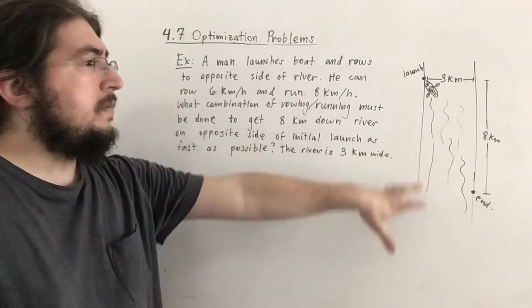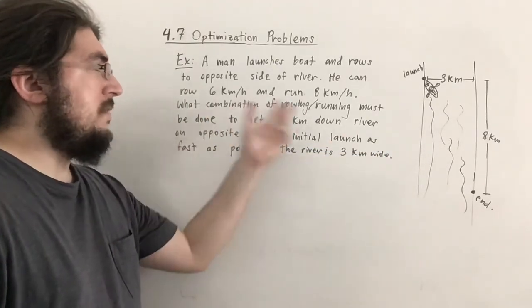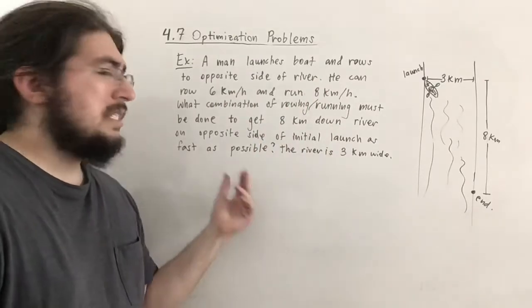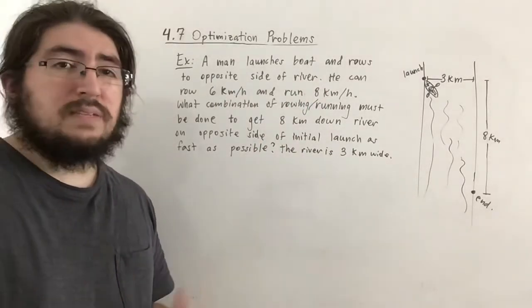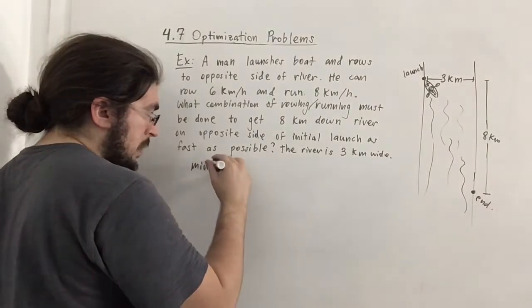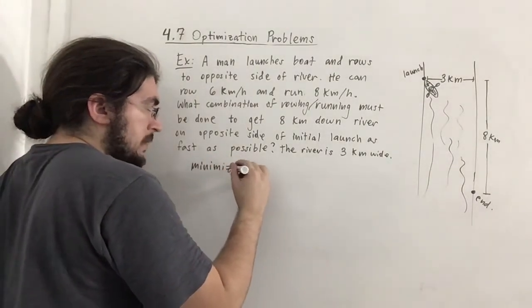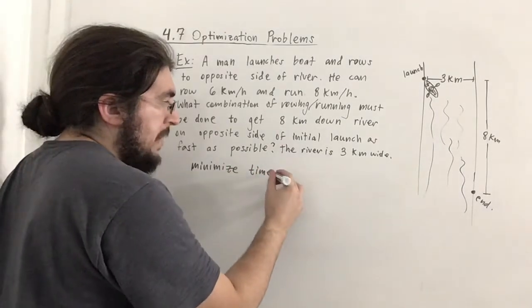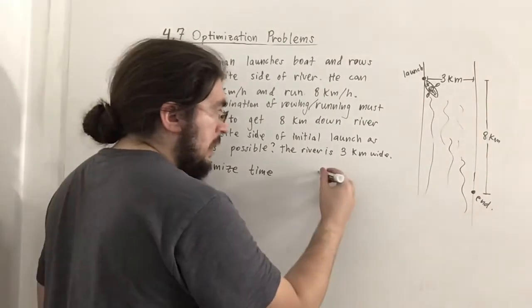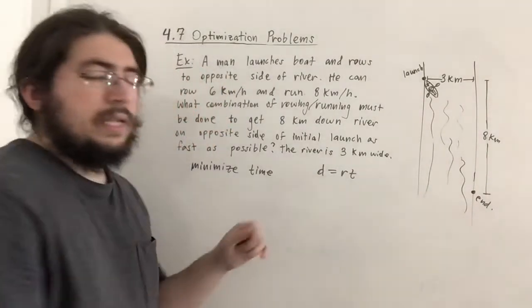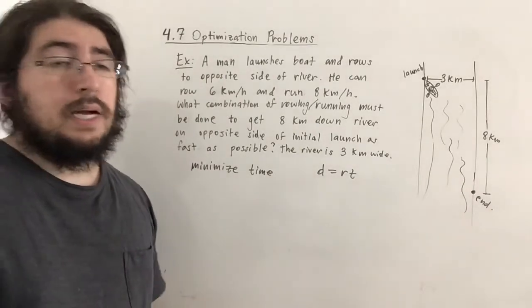Now for this problem, we're given speed, we're given length, and we're asked to minimize time actually, because we want as fast as possible. So let me just say that we want to minimize time. That's the type of optimization we'll be doing, minimization, and the variable we're minimizing is time. And what we're going to be using is the DRT formula, distance is equal to rate times time, or if you like, speed is equal to distance divided by time.